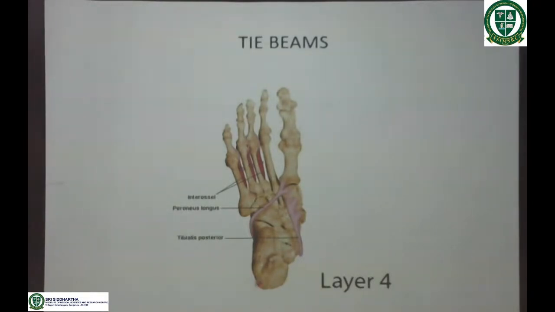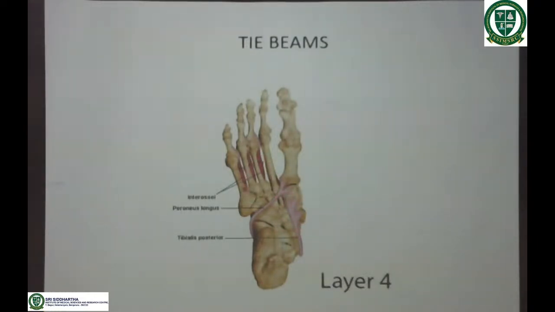In this figure, you are seeing the plantar view of the foot. Here, this is the tendon of the peroneus longus muscle. Then in the medial aspect, this one is the tibialis posterior muscle tendon. Laterally, you are seeing the peroneus longus. These, the peroneus longus and the tibialis posterior, act as the tie beam of this transverse arch.